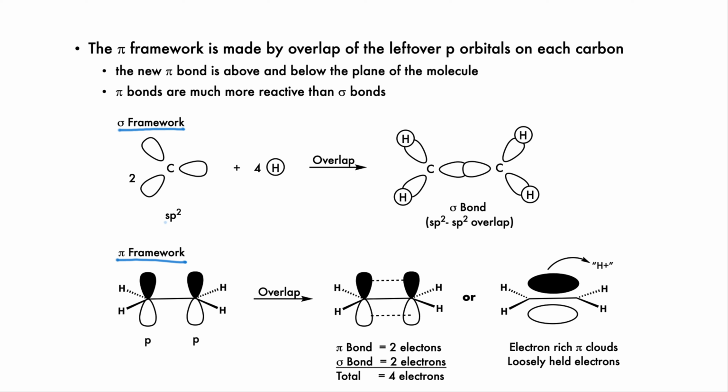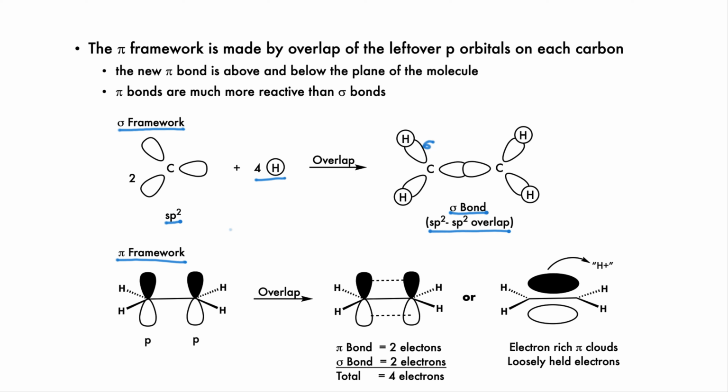In the sigma framework, each sp2 carbon is trigonal planar and will form 3 sigma bonds. Recall that sigma bonds have their electrons directly between the 2 atoms. The carbon-carbon sigma bond is made by sp2 overlap. The other sp2 orbitals overlap with the 1s atomic orbitals of hydrogen atoms to make 4 carbon-hydrogen sigma bonds.